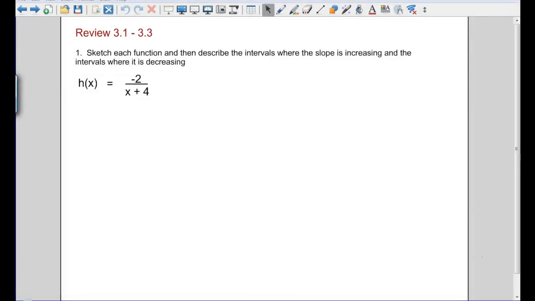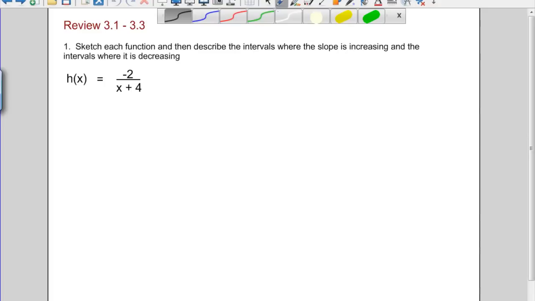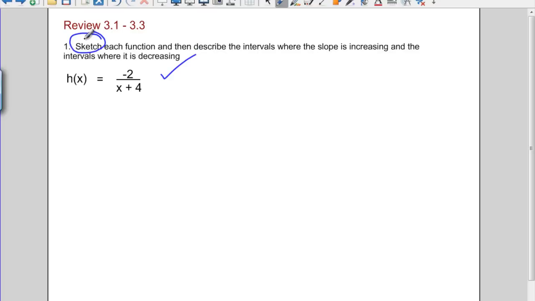Okay, we're going to start this lesson with a little bit of a review. The concepts we're looking at are reciprocals of linears, which is this one, and later on we'll look at reciprocals of quadratics. So the instructions are to sketch each of the functions and then describe the intervals where the slope is increasing and the intervals where it is decreasing.